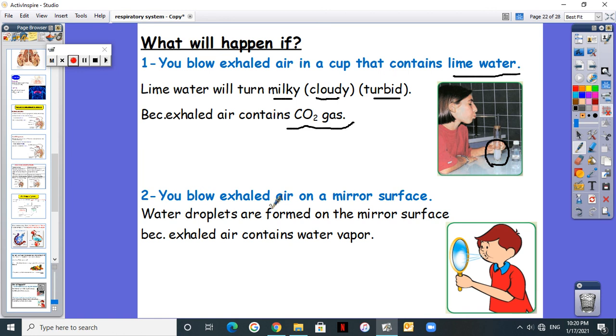Now try to blow exhaled air on a mirror surface. Water droplets like these are formed on the mirror. Why? Because exhaled air contains water vapor. So when you blow exhaled air on a mirror, droplets of water are formed because of the water vapor. Here we conclude that the exhaled air contains carbon dioxide and water vapor.